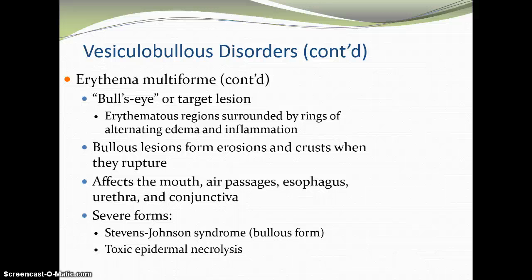It can affect the mouth, the air passages, esophagus, urethra, and conjunctiva. The most severe form of this is Stevens-Johnson syndrome, and I do not post a picture of this because it's really bad. If you really like some gross stuff, go ahead and Google Stevens-Johnson syndrome with images, and you'll see some pretty gnarly stuff. But just warning you, it is not pleasant for the eyes. I have taken care of patients with it, and it's pretty bad.